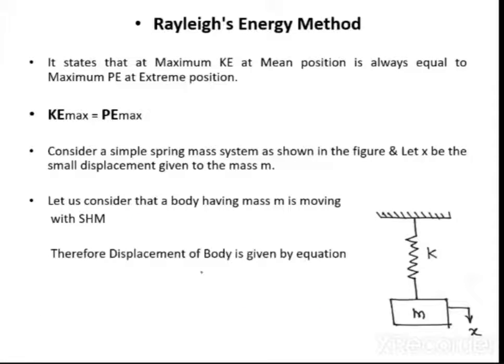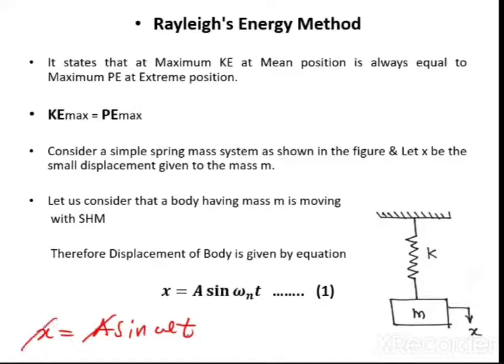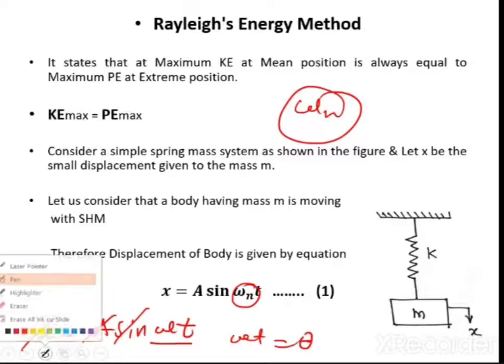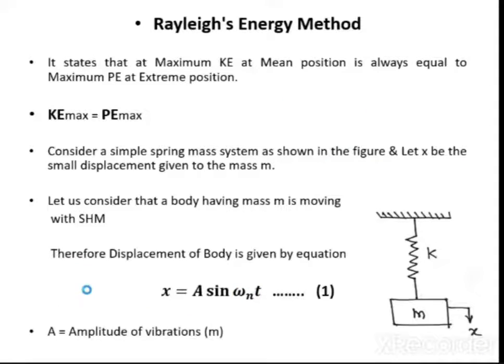Now therefore the displacement of a body is given by the equation x is equal to A sine omega n t. Basically you have already derived this equation in maybe 11th or 12th standard. Whenever a body is moving with a simple harmonic motion, the displacement x is always given by A into sine omega into t. What is A? Maximum displacement, amplitude. What is x? Displacement. Omega t is nothing but theta, the angular displacement, and sine is the sine form. Here, instead of omega, since I am interested to calculate omega n, the natural frequency, I will take omega n. It is as simple as that. So this derivation is also very important. A is the amplitude of vibrations.